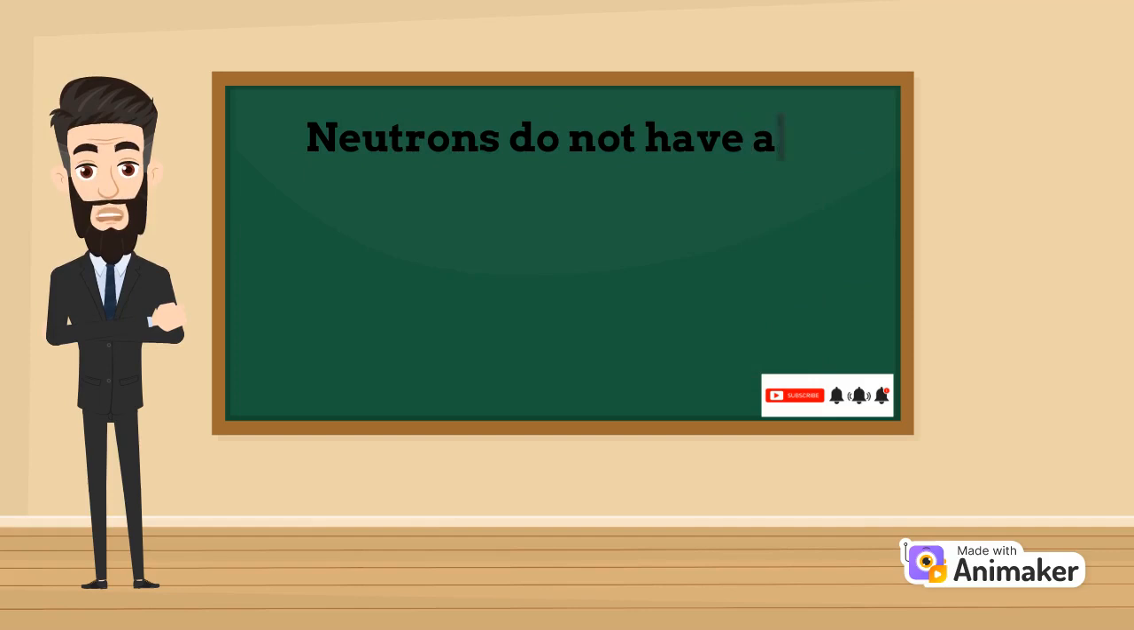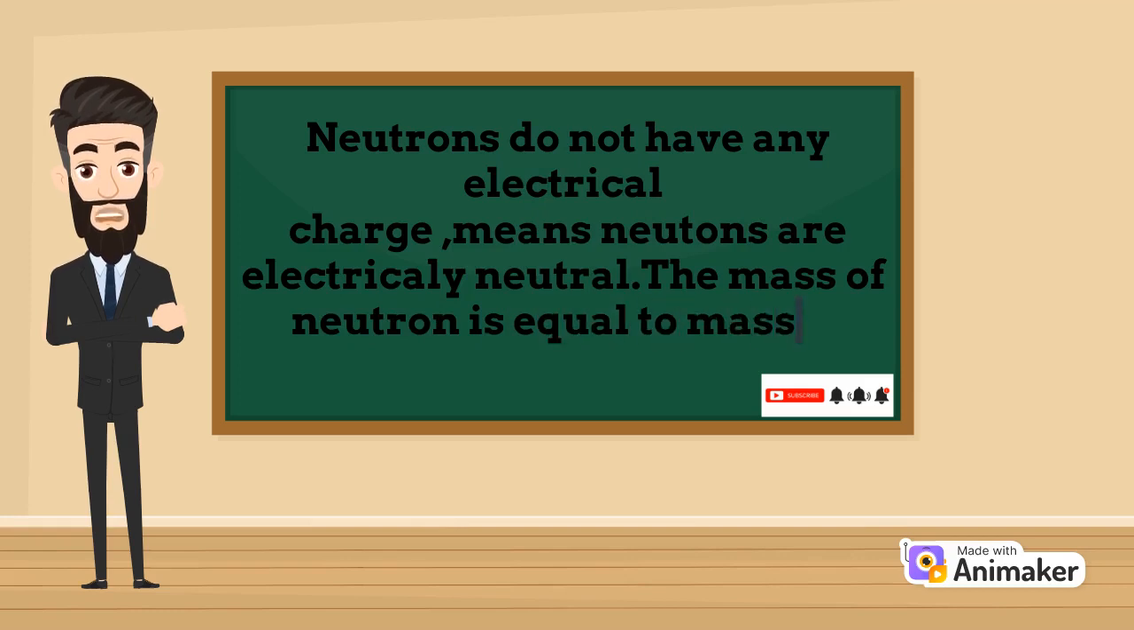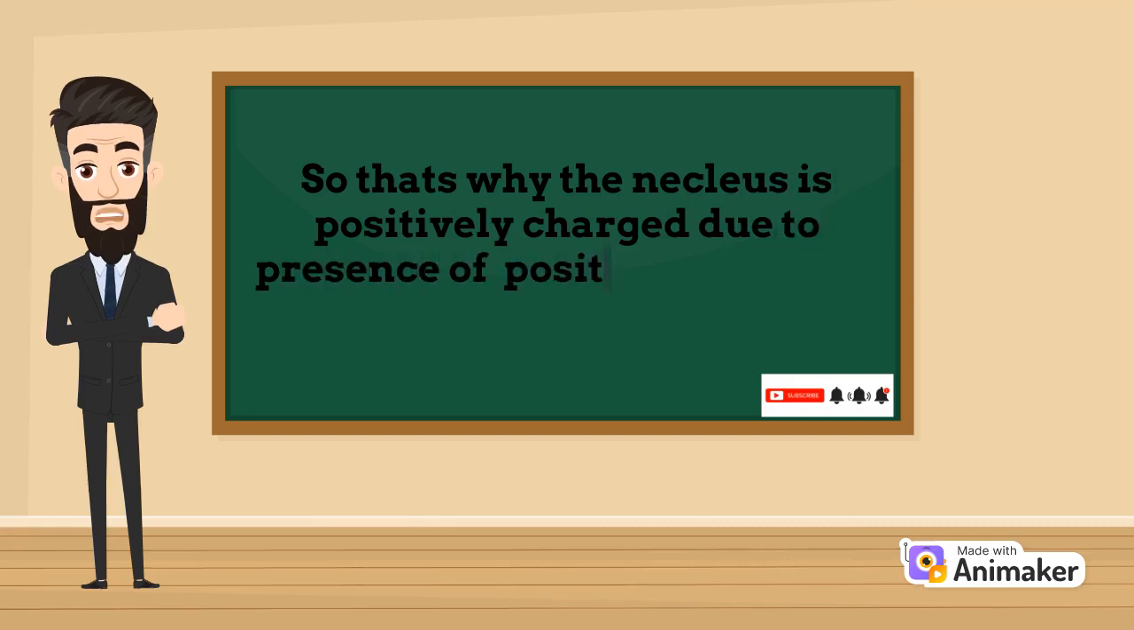Neutrons do not have any electrical charge, meaning neutrons are electrically neutral. The mass of a neutron is equal to the mass of a proton. So that is why the nucleus is positively charged, due to the presence of positively charged protons.